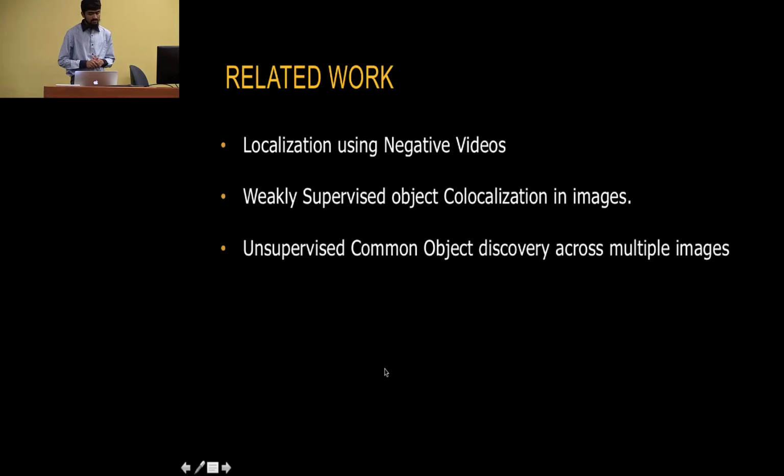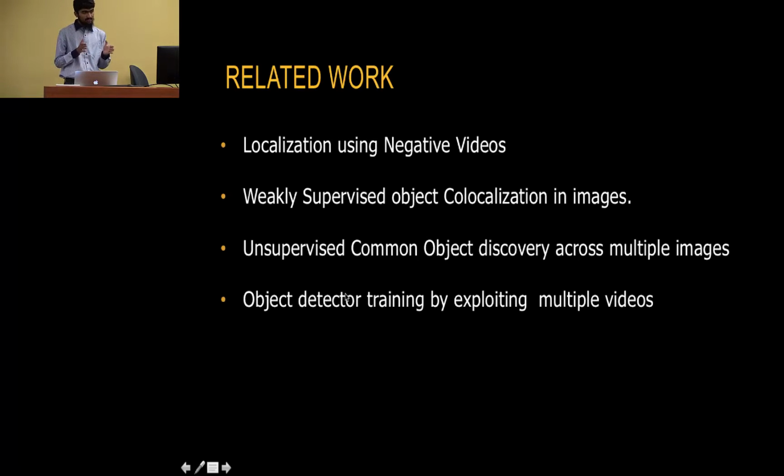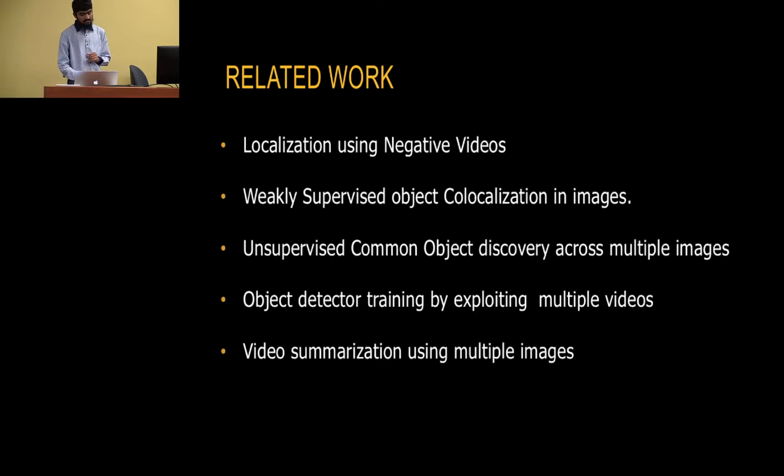There has been recent work on unsupervised object localization. What they did is that they don't even assume image level labels, and they come up with a method to obtain the common object across the images. There has also been a significant amount of work using videos and images jointly. For example, people have trained an object detector using videos and vice versa, training the object detector from images and testing it over videos. And there has also been recent work on video summarization using images.